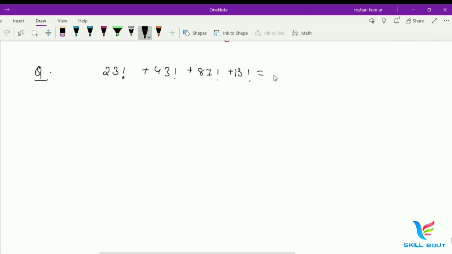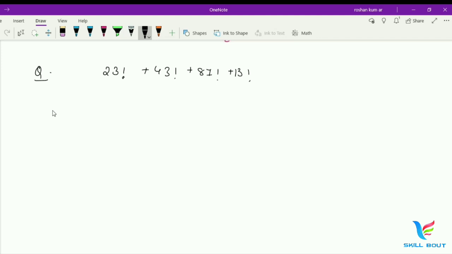Question number one. How many trailing zeros will be there in this question? The question is 23 factorial plus 43 factorial plus 87 factorial plus 13 factorial. How many trailing zeros will be there? Again, I'm telling you, you cannot get the right answer. Prove me wrong if you can.